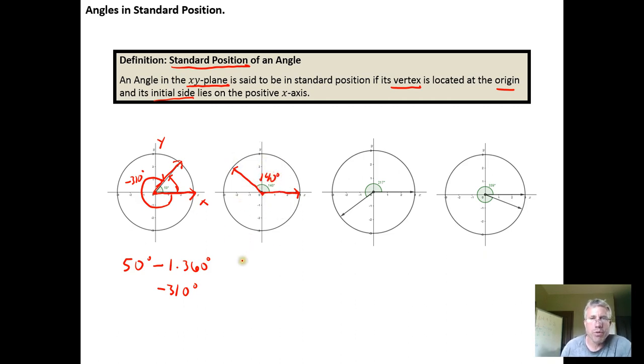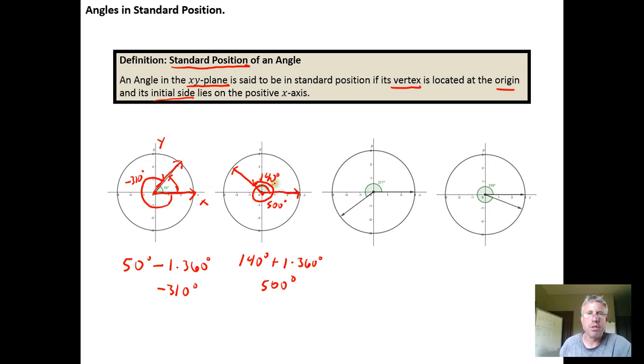We could have over-rotated. We could have said, hey, let's do 140 degrees plus, let's find a coterminal angle. Let's say 1 times 360 degrees, which is going to be 500 degrees. So we could have said start at the initial position, rotate 360 degrees plus an additional 140 degrees. So that would be a 500 degree angle written in standard position.